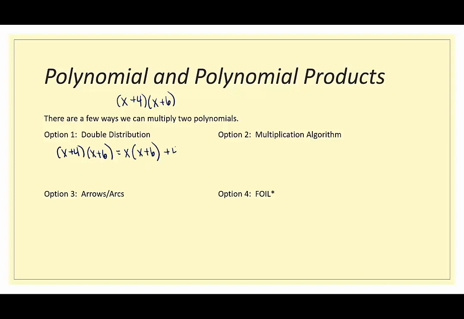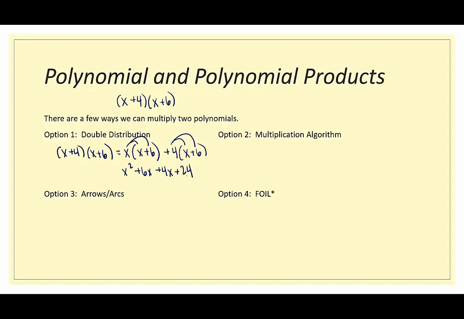Plus, I need 4 to get multiplied to x plus 6. So it's kind of just making sure that both terms from the first factor get multiplied to both terms of the second factor. And now, just like we did on the previous slide, I can distribute each of these monomials. X times x is x squared. X times 6 is 6x. And that's it for the first one. The second one, we have 4 times x would be 4x, and 4 times 6 would be 24.